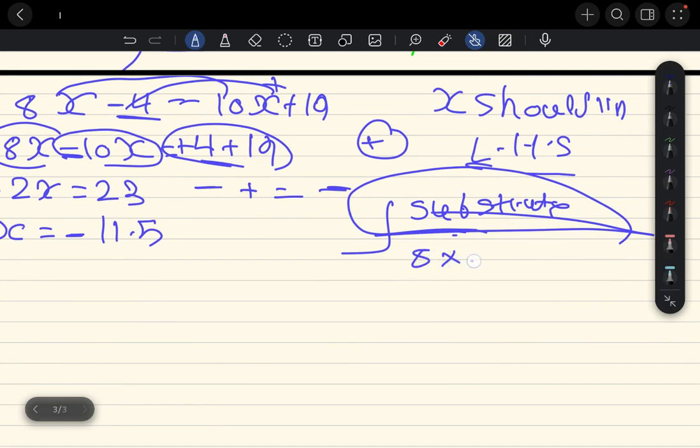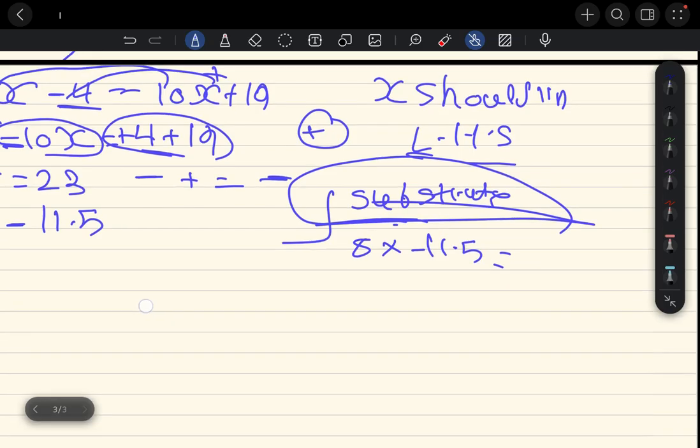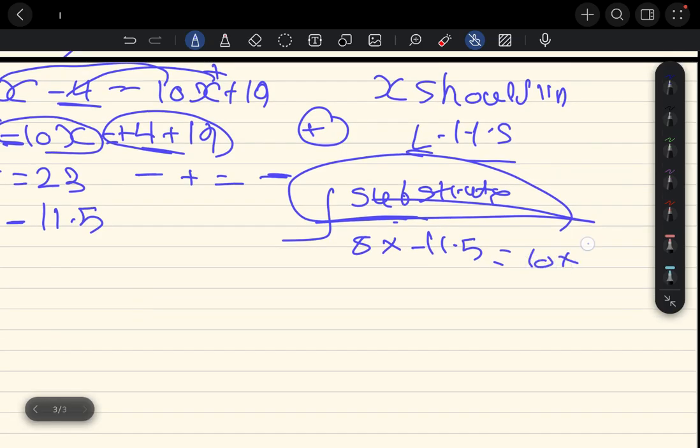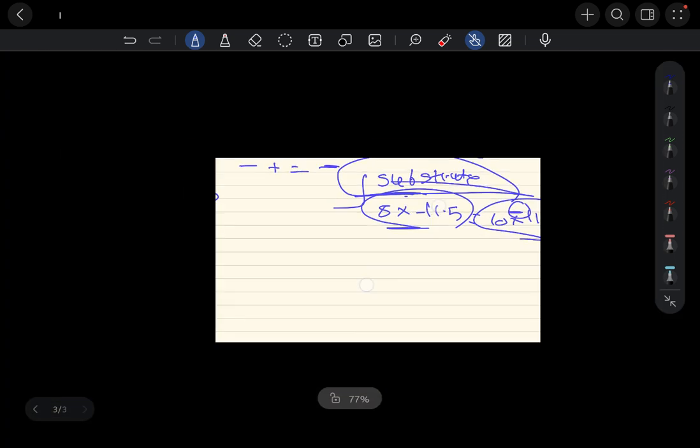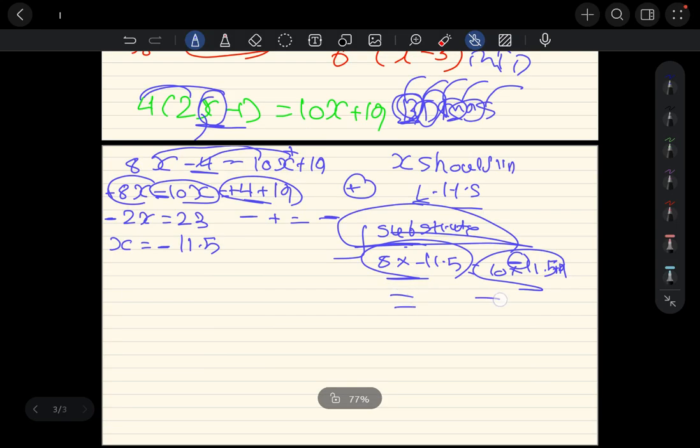8 multiplied by negative 11.5 is equal to 10 multiplied by 11.5 and negative 11.5 plus 19. When you do it on the calculator, or you can do it in your mind, you're gonna get the same answer. This side is equal to this side.